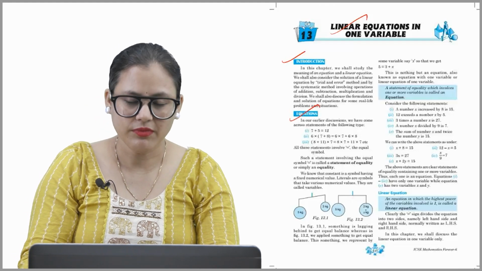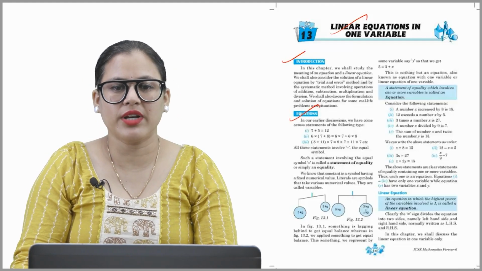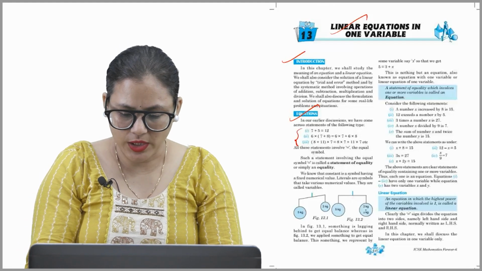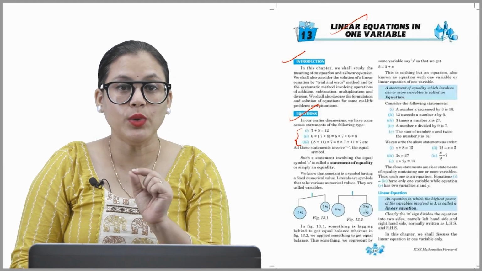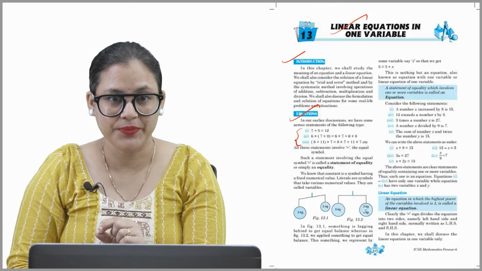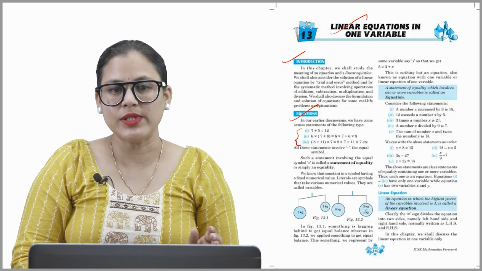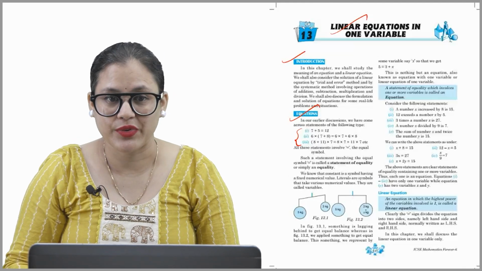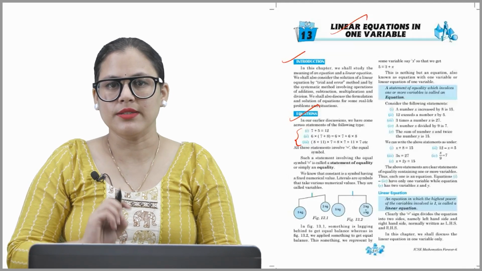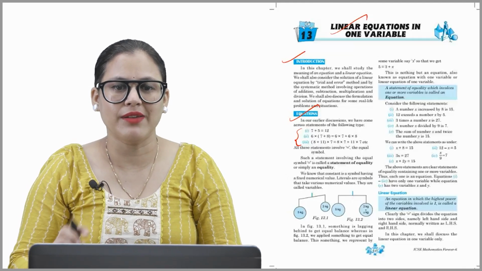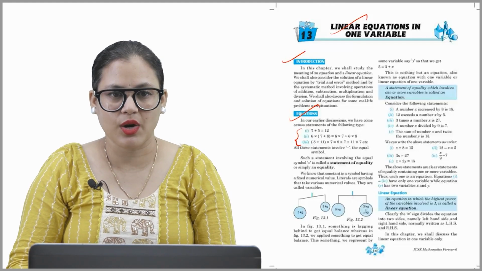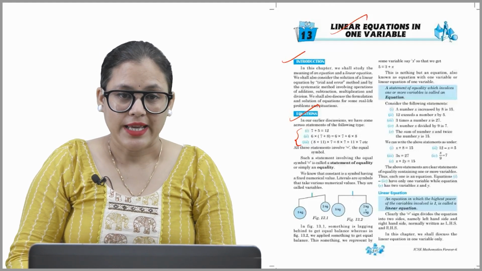Equations. In our earlier discussions, we have come across statements of the following type. All these statements involve the equals to symbol. Such a statement involving the equal symbol is called a statement of equality or simply an equality. We know that a constant is a symbol having a fixed numerical value. Literals are symbols that take various numerical values. They are called variables.